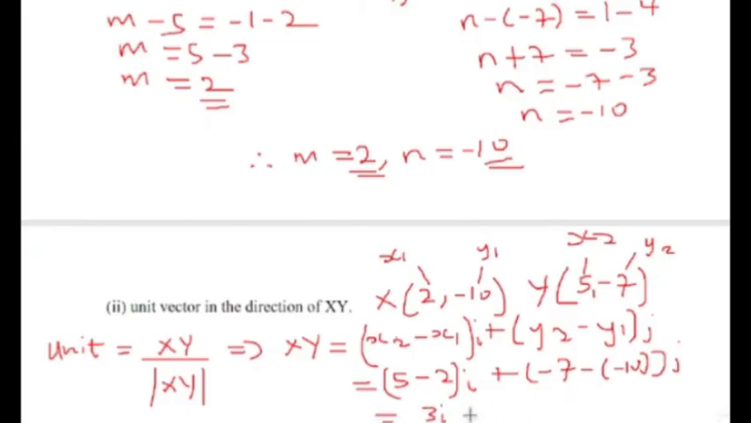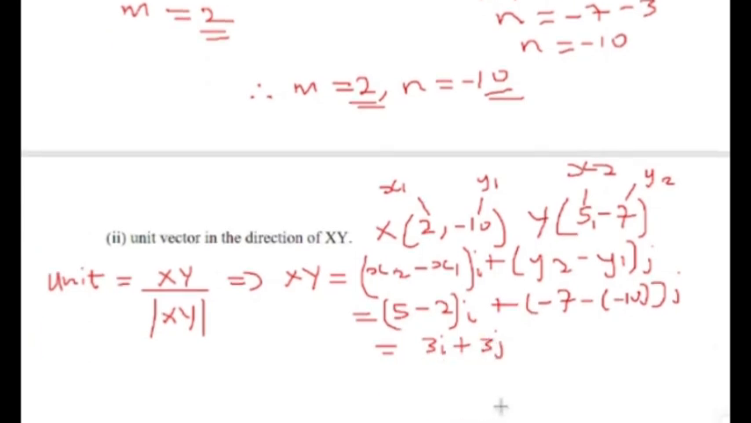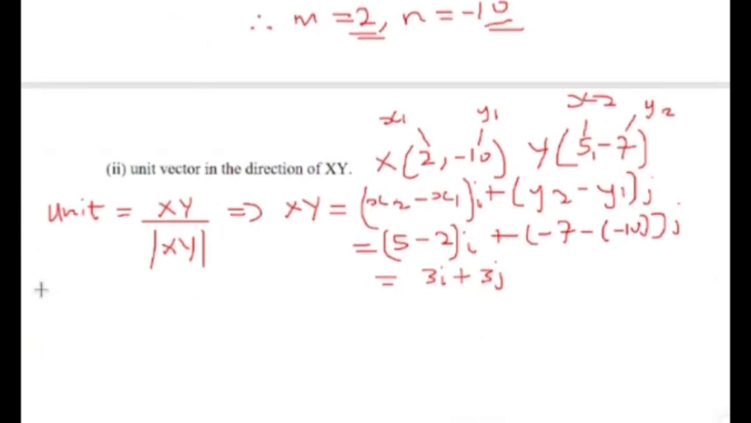Okay, now what's going to happen here? We're going to have minus 7 plus 10. Negative becomes positive, so that will be plus 3i plus 3j. So that's what we're going to have. Okay. Now let's find the modulus of this vector.